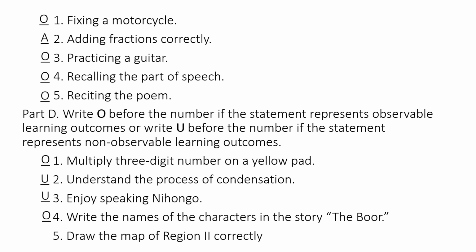Next, write the names of the characters in the story, The Boor. It is observable because you can see what he or she is writing. So, he or she writes the names of the characters in the story. It is visible to us. Next is draw the map of Region 2 correctly. It is also observable because you can see the map of Region 2 drawn correctly.